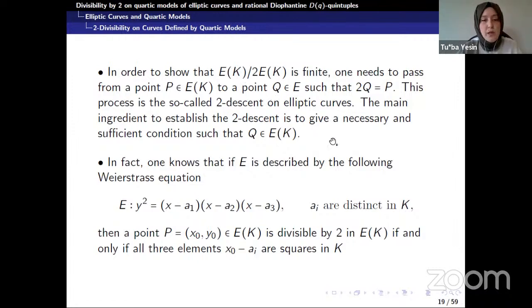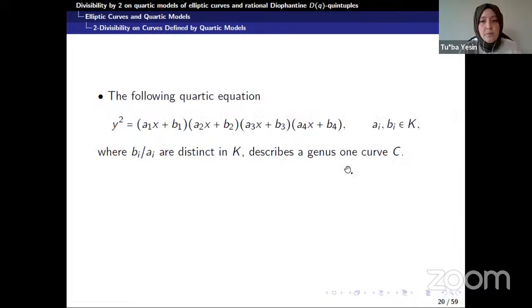That means from the Weierstrass equation. But we are interested in the quartic model, and we know that now we have a group law, so we can put the same criterion for the quartic model. Let's start with this quartic equation, which is y squared equal to, as here, linear terms, and we can assume that the bi over ai are distinct. That means there is no multiple root, so the discriminant is non-zero.